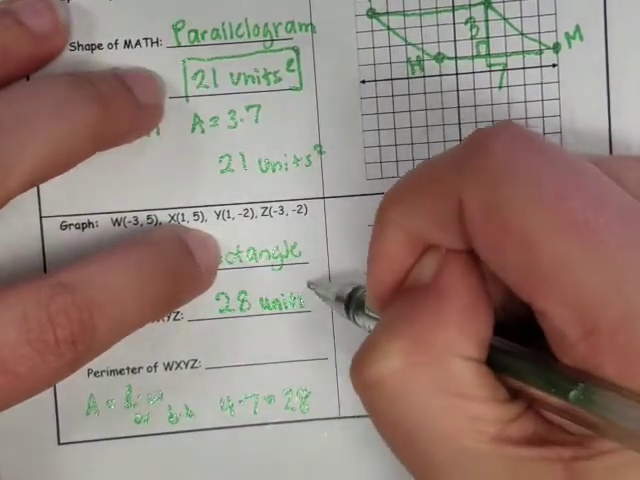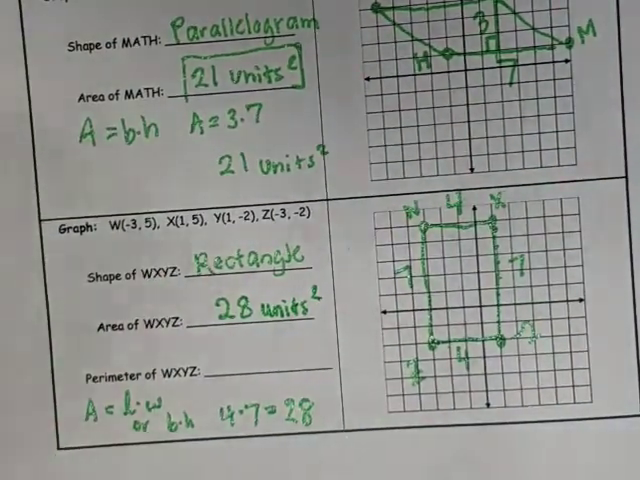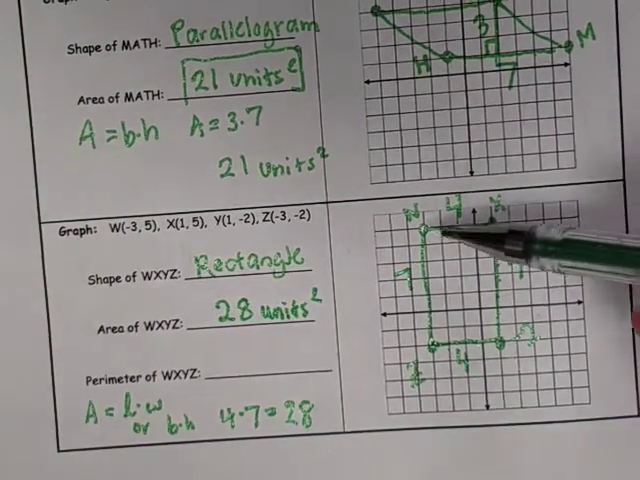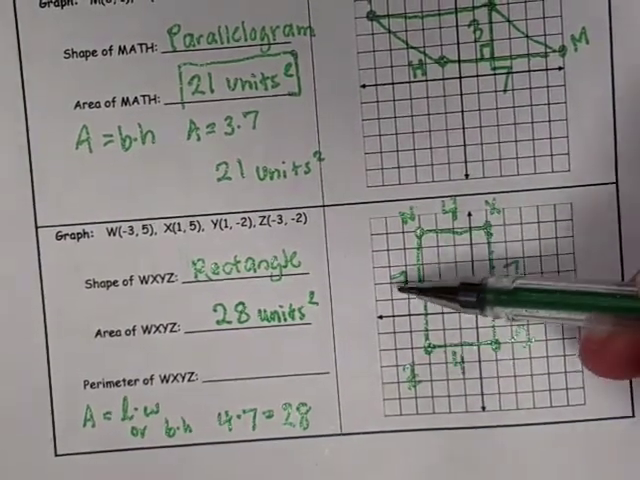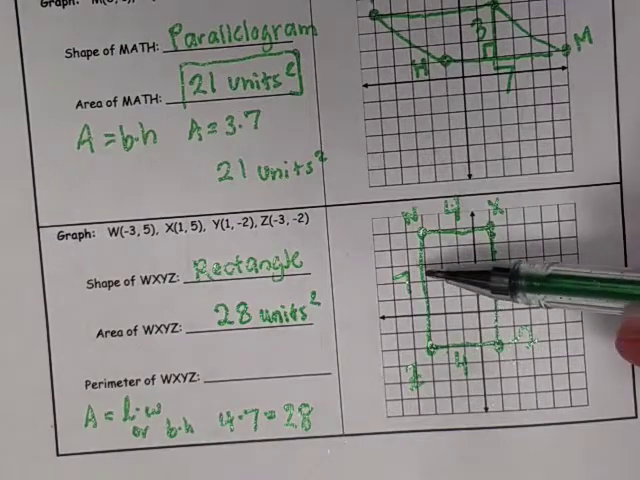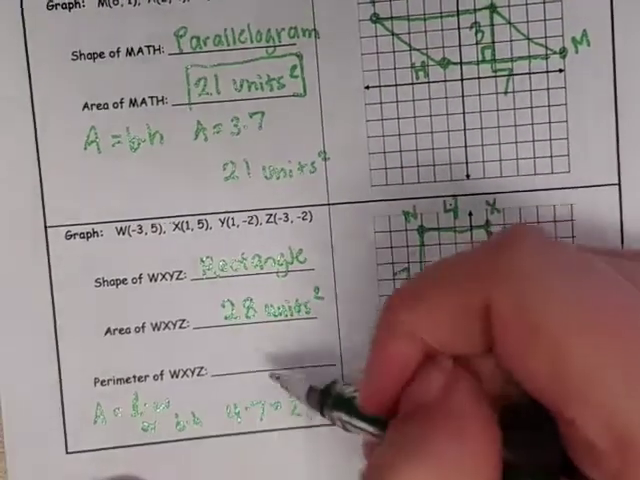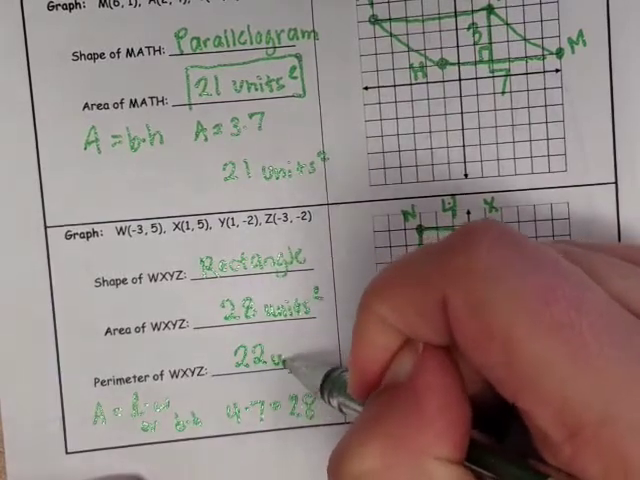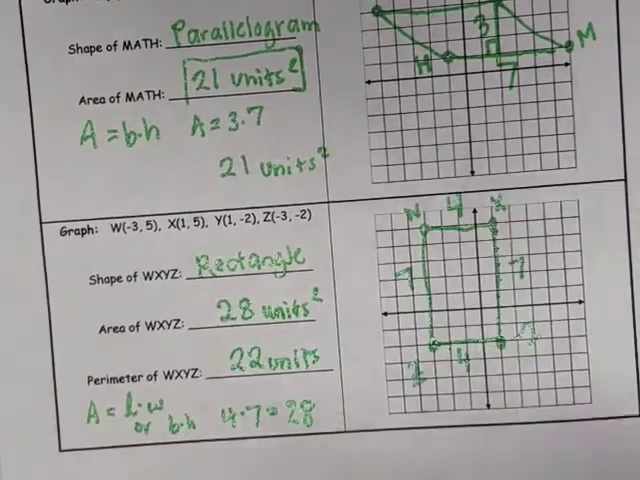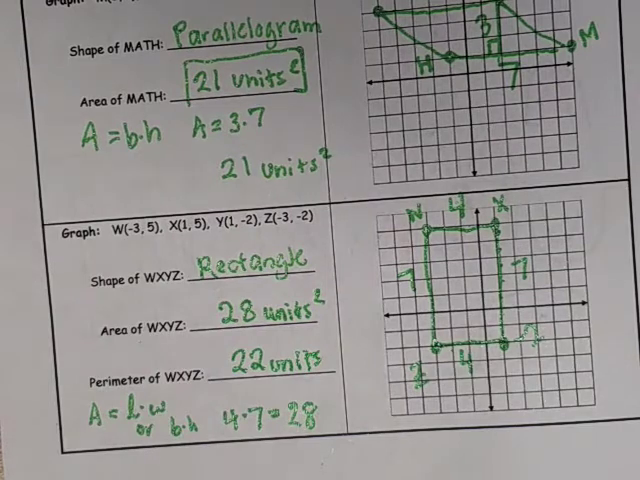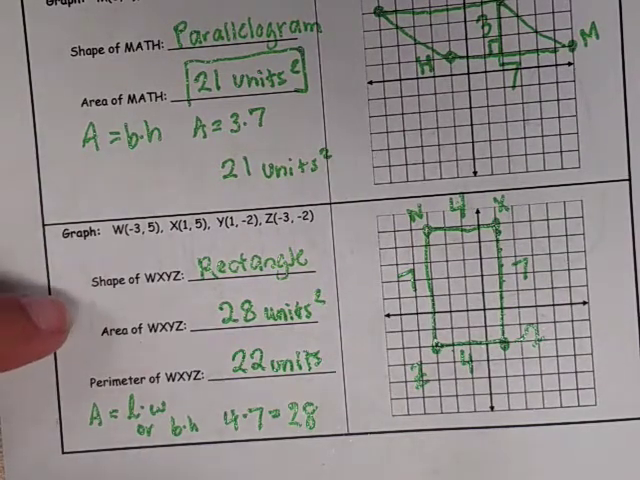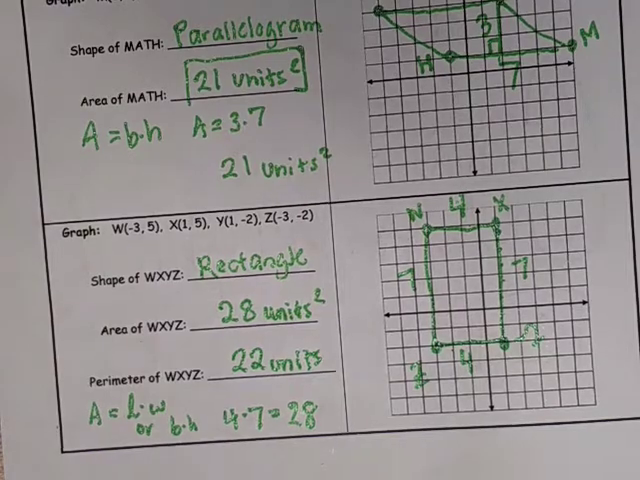And then my perimeter is where I add all 4 sides together, or I add my 2 sides together and just double it. 7 plus 4 is 11. 11 times 2 is 22. So my perimeter is 22 units, and I'm not going to square that because perimeter is one-dimensional. All right, so those are my 2 answers for the shape rectangle WXYZ.